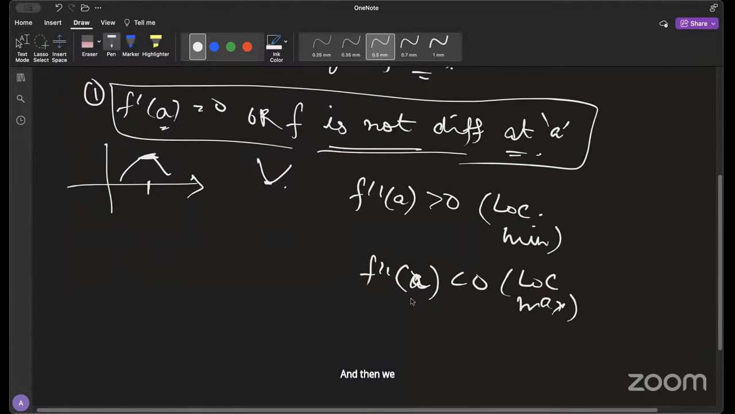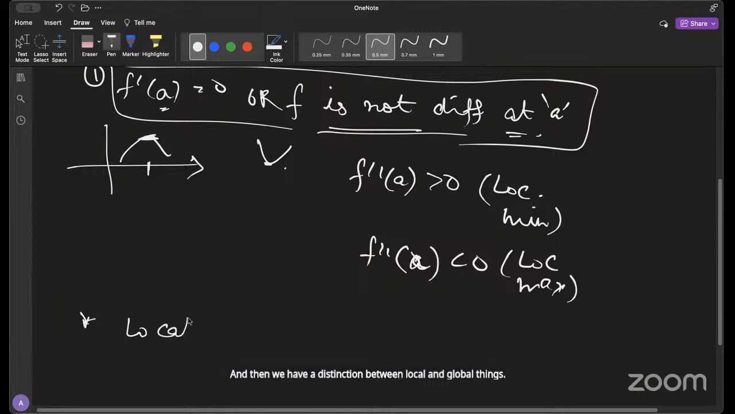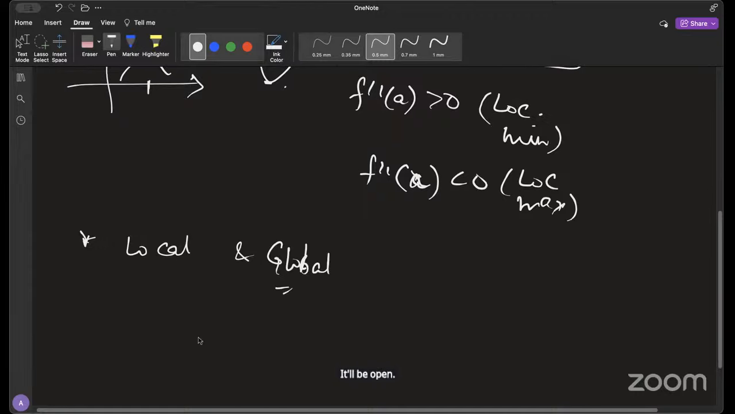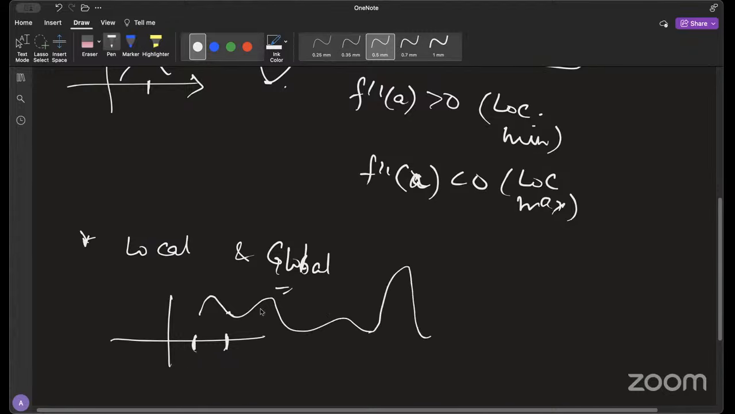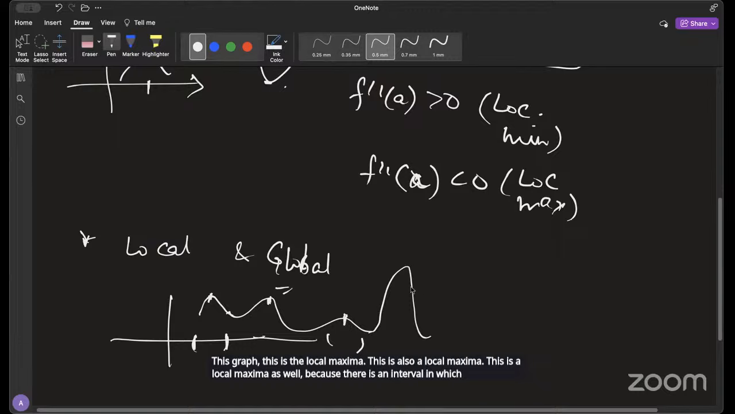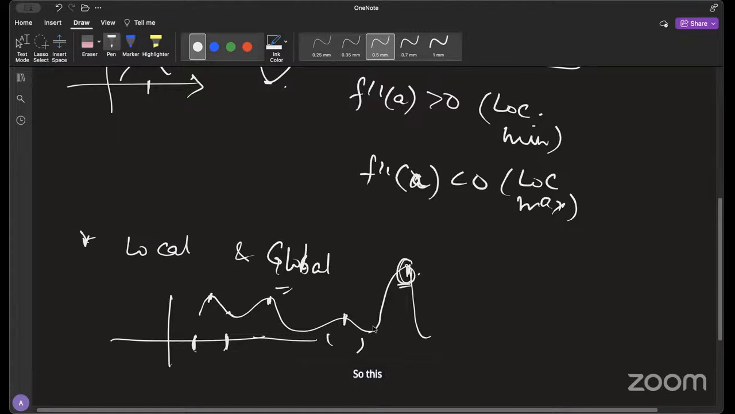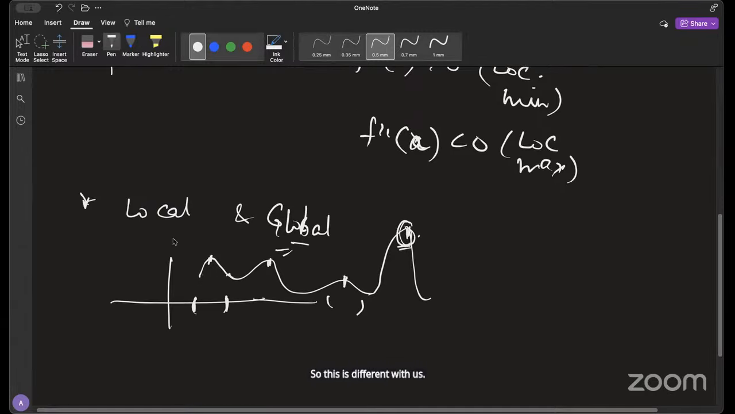And then we have a distinction between local and global things. Local basically means that you will find some interval in which this thing will be the maximum. So if you see something like this graph, this is a local maxima. This is also a local maxima. This is a local maxima as well, because there is an interval in which this is the maximum value. This is also local maxima. But the global maxima is this thing. That's the difference between local and global maxima.